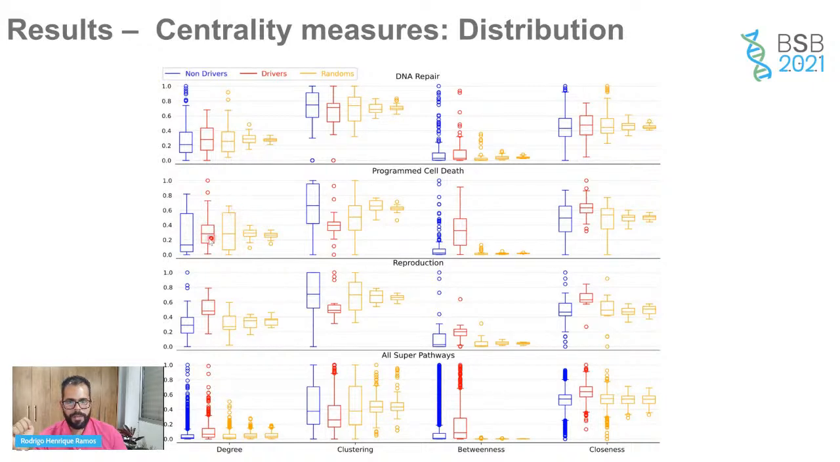But when we compare the median of the red box with the median of the orange boxes, the median can be explained by the random sampling, not the entire distribution, but the median. When we look at the reproduction pathway and degree, we see a difference. The distribution of drivers is different from no drivers and from random sampling.